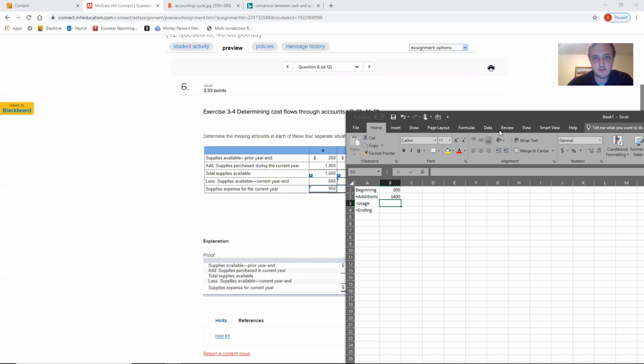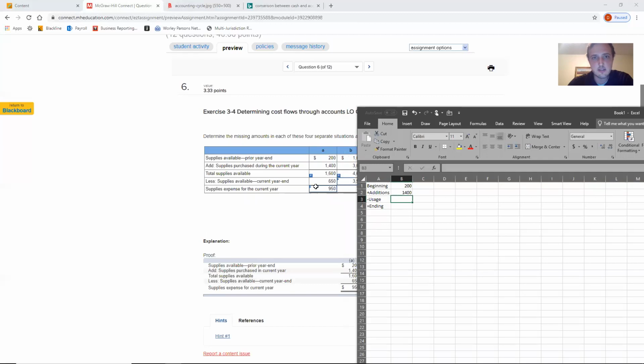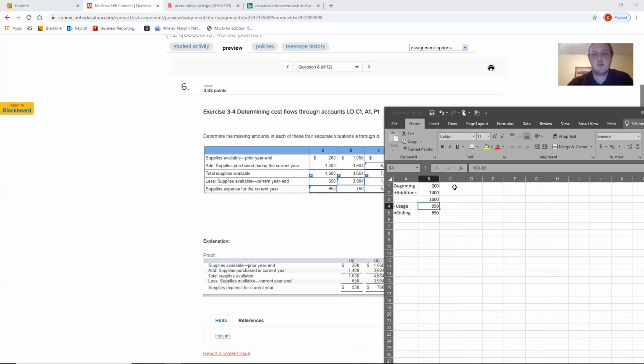We're trying to find which one is the current. So they want you to say total supplies available is just the sum of those. Then less supplies at current year, the ending. So your usage is the difference between that. Supplies at the beginning, we added that, so the available will be that.